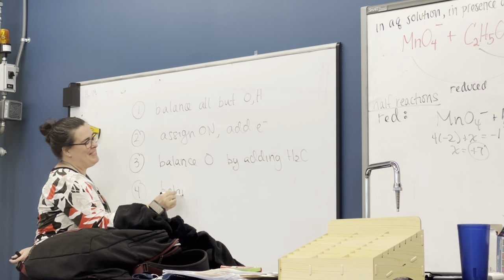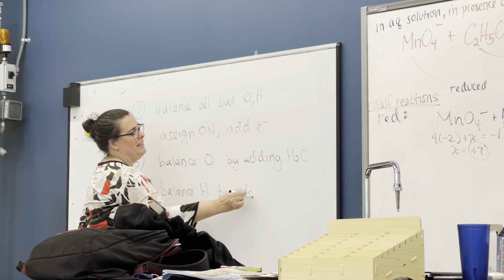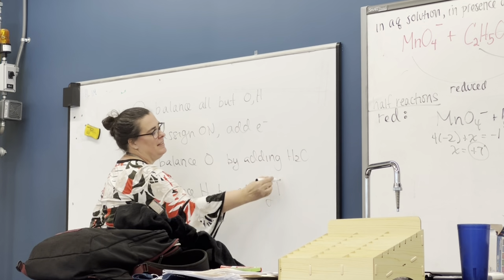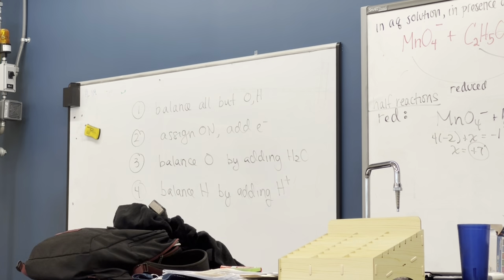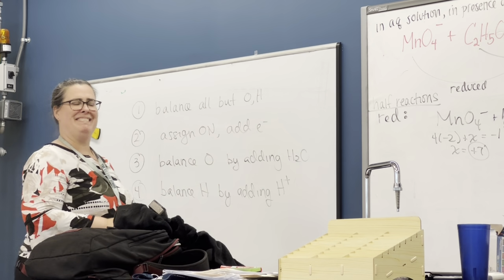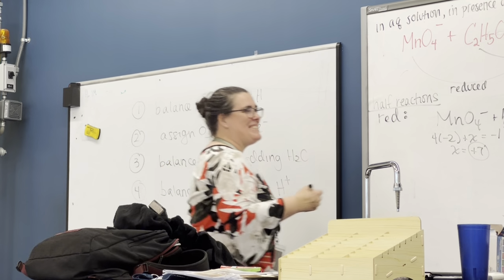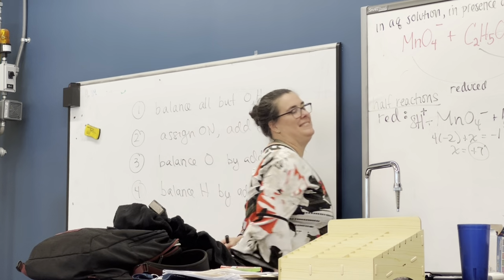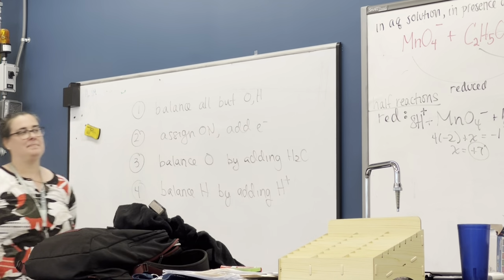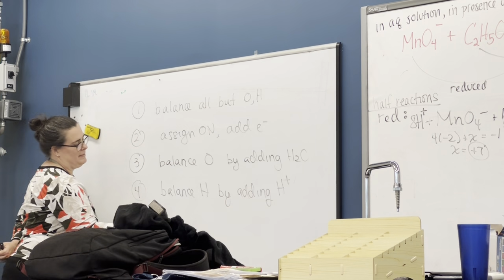I'm going to skip a step. I'm going to balance the hydrogens by adding H+. How many H's are on the left side? How many are on the right side? So 0 and 8, so I'm going to add 8 H+. Check.